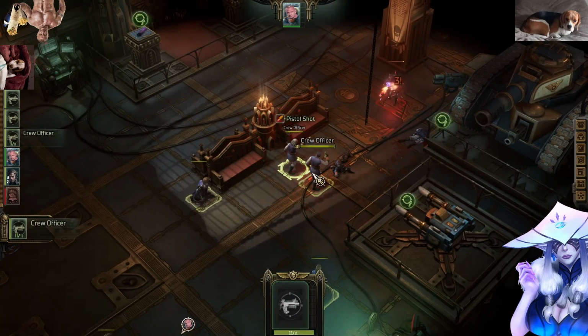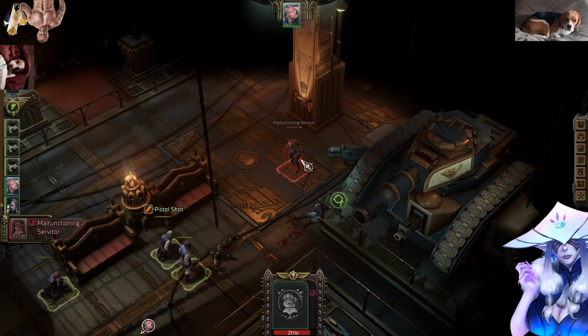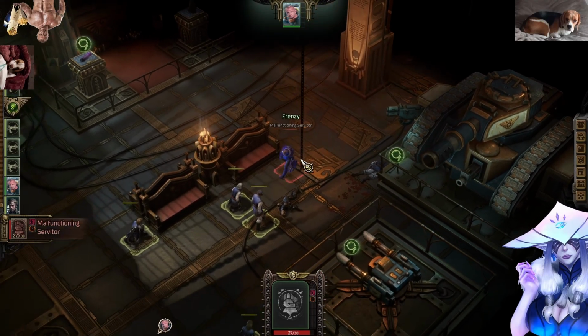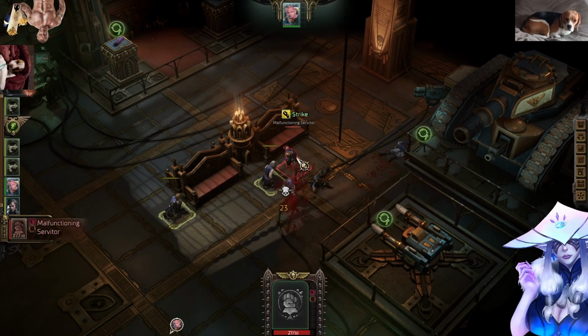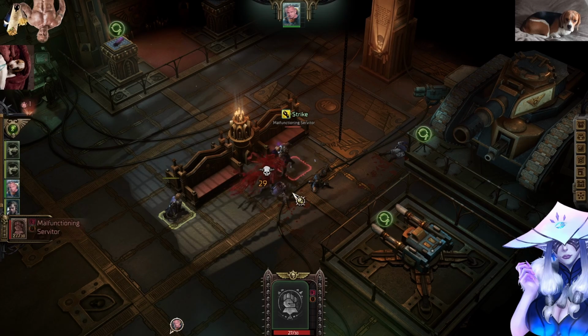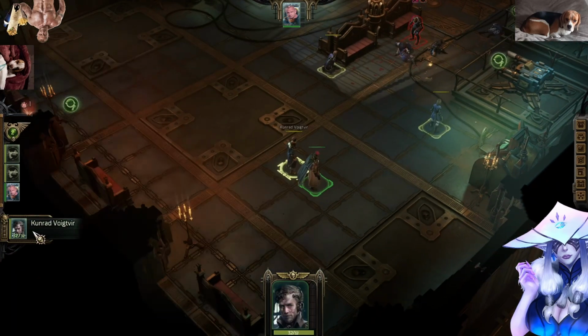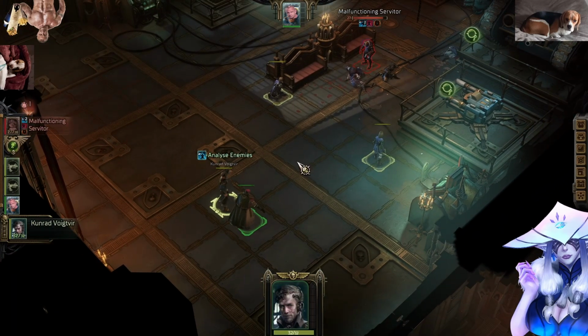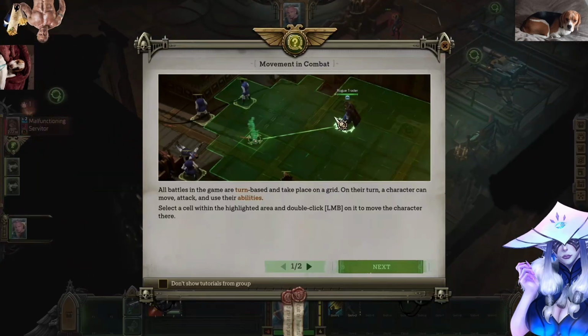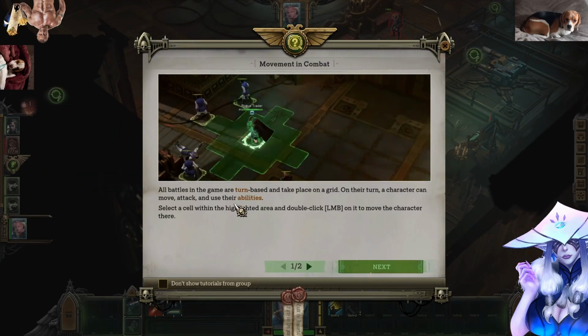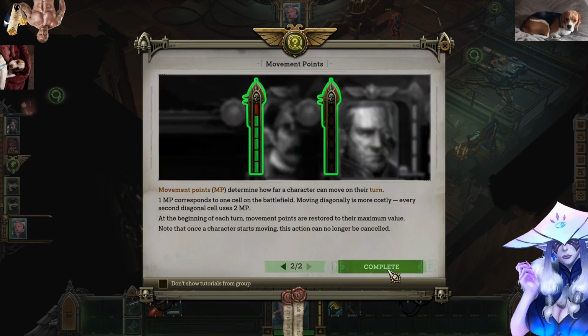Okay. To the heretics. I mean, I'm assuming it's gonna play like Pathfinder. How much HP does this have? Movement in combat. All battles in the game are turn-based and take place on a grid. Okay, so it is a bit different then, okay. A bit like Mechanicus. On their turn, a character can move, attack, and use their abilities. Select a cell within the highlighted area and double-click LB to move the character there.